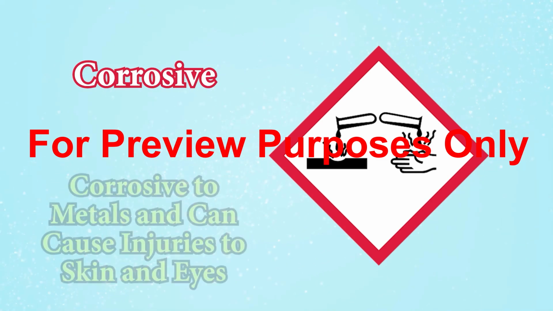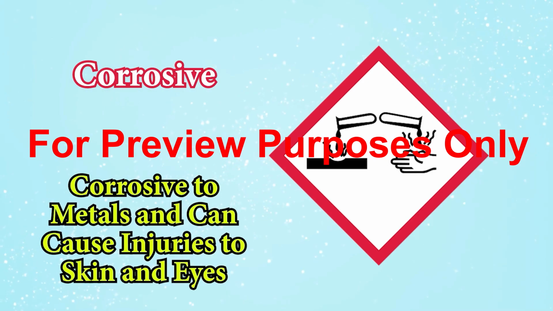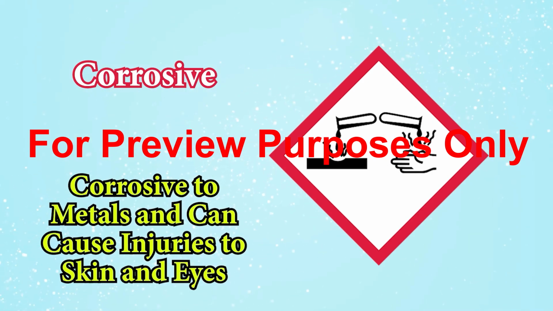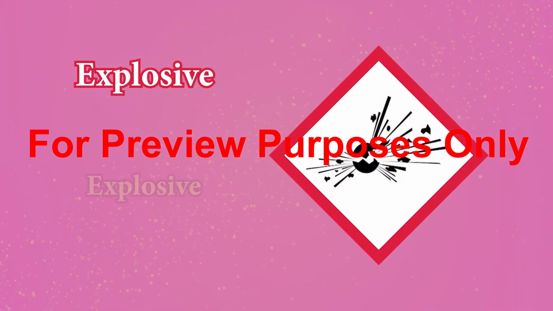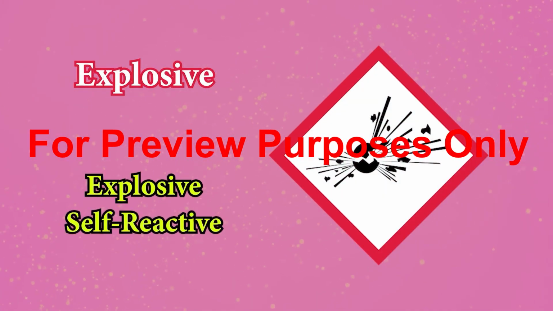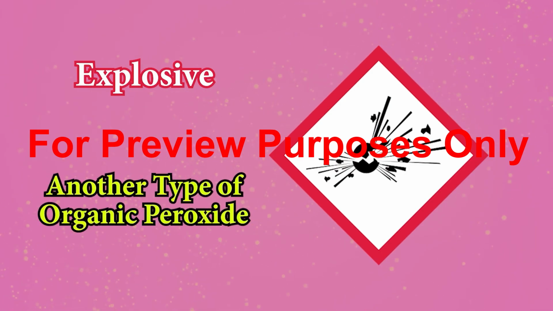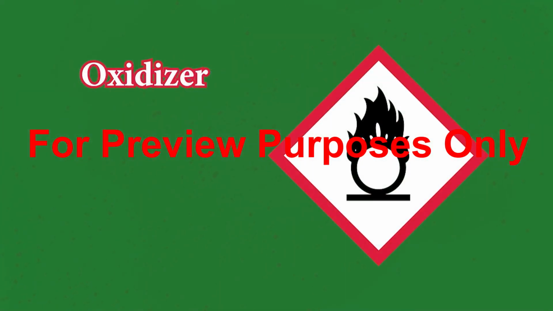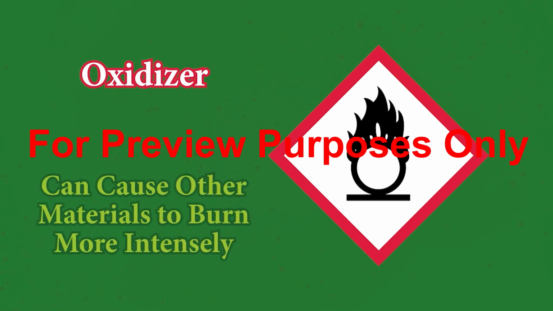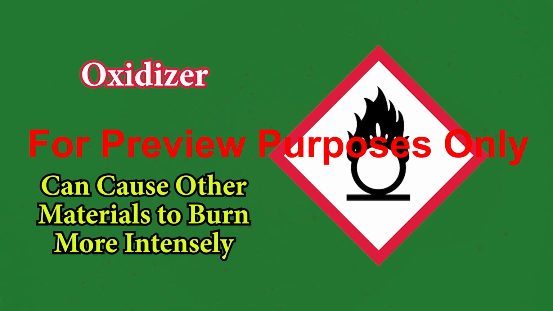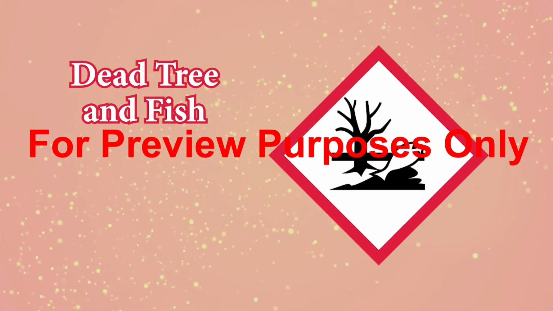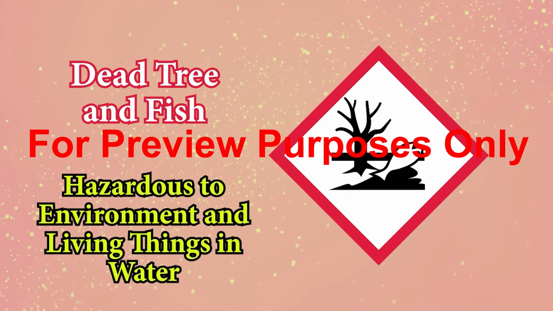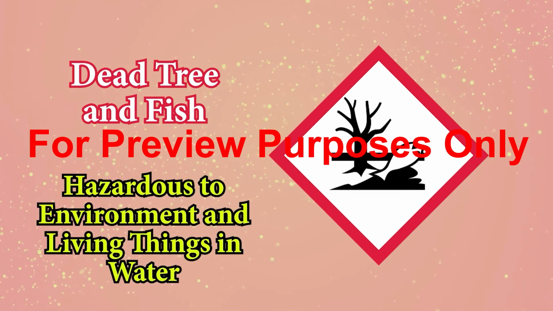which means that the chemical can be corrosive to metals and can cause injuries to the skin and eyes as well. An image of an explosion shows that the substance is explosive, self-reactive, or another type of organic peroxide. And a picture of a flame over a circle indicates that the chemical is an oxidizer, which can cause other materials to burn more intensely. The image of a dead tree and fish means that the chemical is hazardous to the environment and can harm living things in the water.